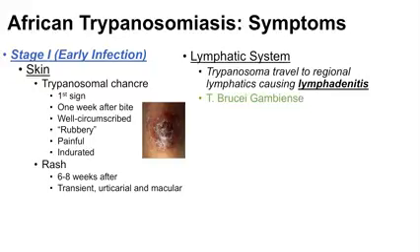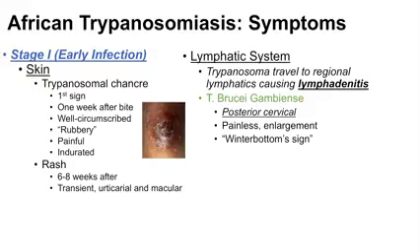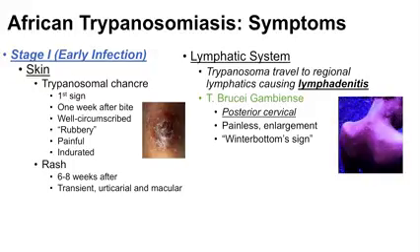With the Trypanosoma brucei gambiense, the lymph nodes in the posterior cervical area, the posterior cervical lymph nodes, are the ones that are typically affected. And they lead to painless and enlarged posterior cervical lymph nodes. And this is called Winterbottom sign. So here's an image of a Winterbottom sign. You can see here this individual has these enlarged lymph nodes in certain areas, along their back and in their neck.